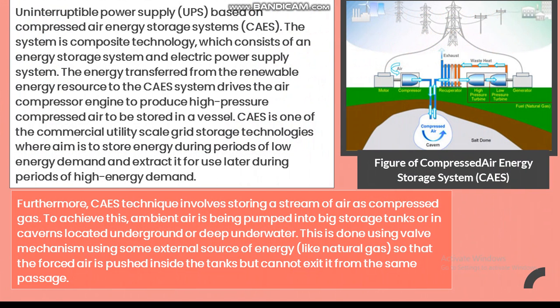CAES is one of the commercial utility scale grid storage technologies whose aim is to store energy during periods of low energy demand and extract it for use later during periods of high energy demand. Furthermore, CAES technique involves storing a stream of air as compressed gas. To achieve this, ambient air is being pumped into big storage tanks or in caverns located underground or deep underwater.